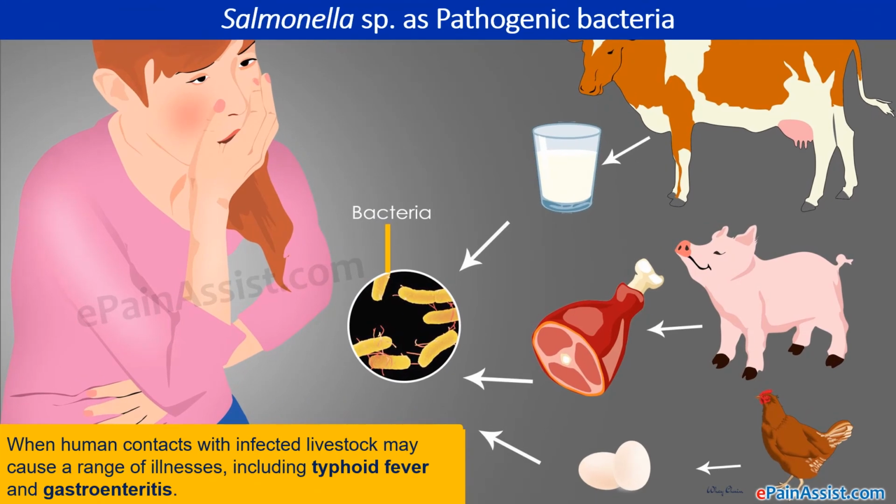Some of the bacteria are harmful to living things, such as Salmonella species, which are pathogenic bacteria. Pathogenic means they are able to cause illness among living things. When livestock such as cow, pig, or poultry are infected by Salmonella species and the products are not managed properly by human beings, once humans come into contact with these products, they may get illnesses such as typhoid fever and gastroenteritis.